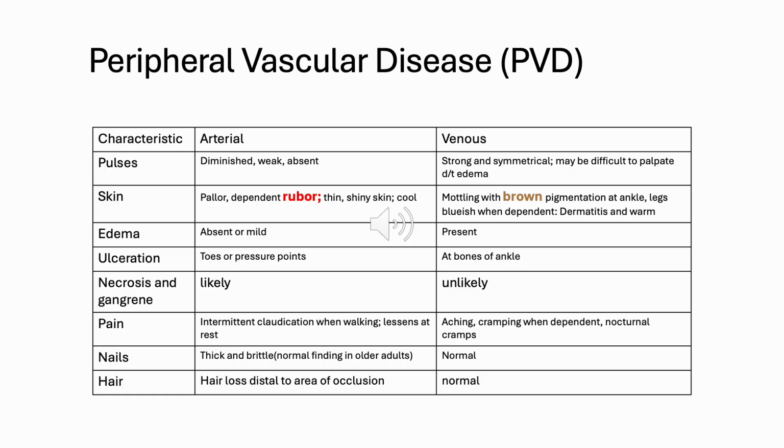Arterial disease is going to be prone to necrosis and gangrene, and venous disease will not be. The pain in arterial has intermittent claudication and it lessens at rest, whereas with venous, it's more of an aching and they'll have nocturnal cramps when they're in bed. Okay, nails in arterial are going to be thick and brittle, but this is also a normal finding in older adults, so it's not really accurate in an older adult. Whereas venous disease has normal nails. And then we talked about the hair. In arterial, they're going to lose the hair on their legs, whereas in venous disease, it will be normal.